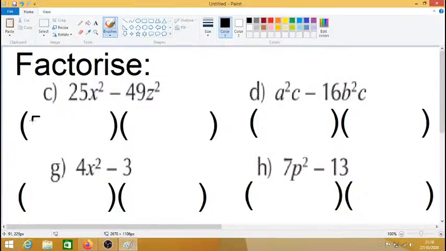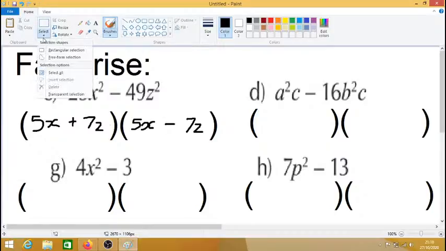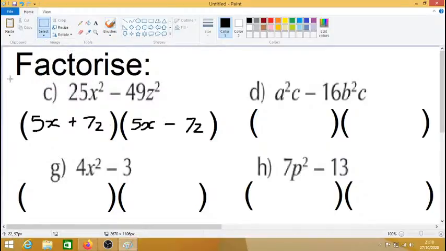Okay, first answer from Aisha is fantastic. Mashallah, 5x in both brackets from the 25x squared, 7z from the 49z squared, followed by a plus and minus. Well done to you, Aisha. Thank you, mashallah. Now pick a hard one. If that was your hard one, fine. Pick an easy one. But if that was your warm-up, then have a go at a hard one. There is one there. It's a bit tricky.